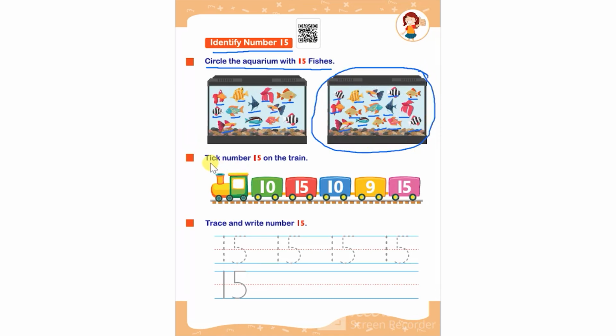After that, tick number 15 on the train. So here the child has to put a tick mark on number 15 on the train, and post that they have to trace and write number 15. So here they have to trace the number 15 which is given over here in the first row, and after that they have to complete writing the number 15 on their own in the next row.